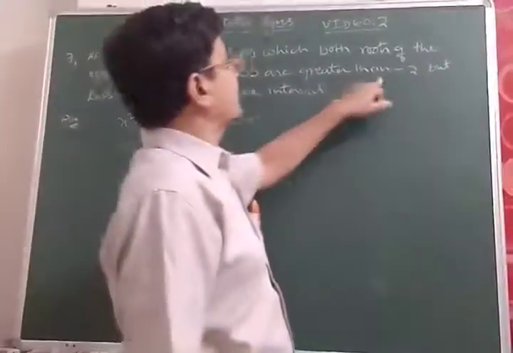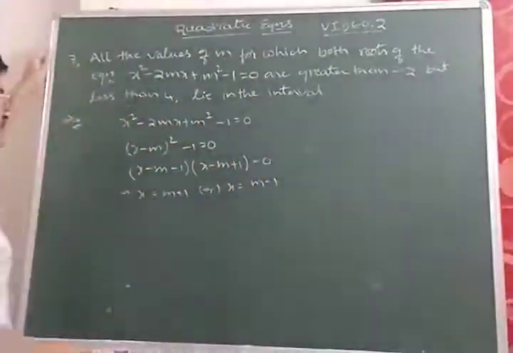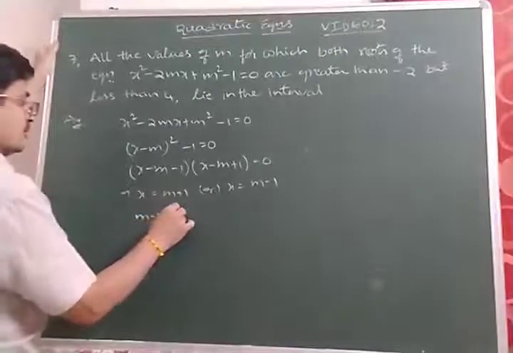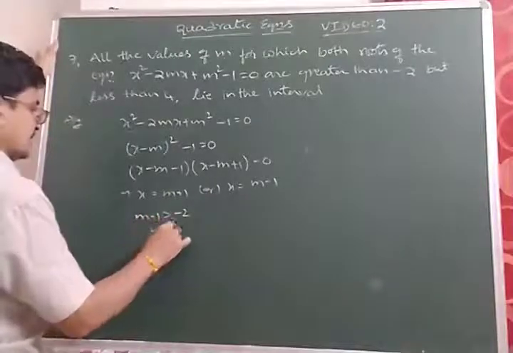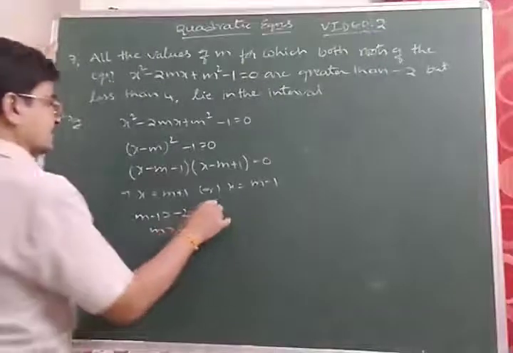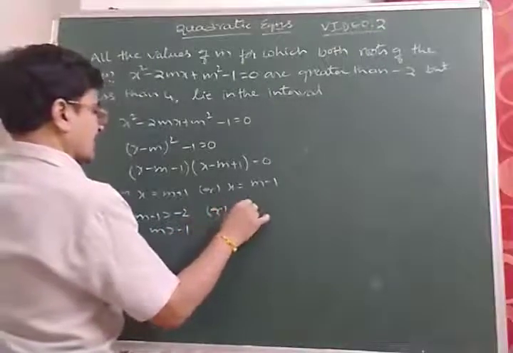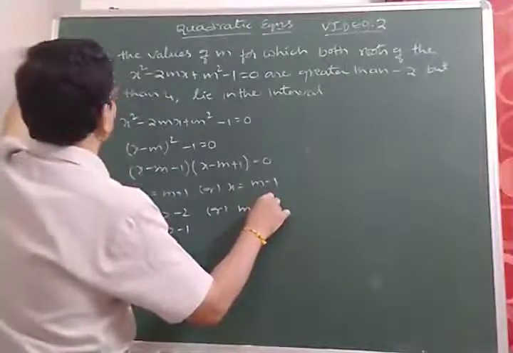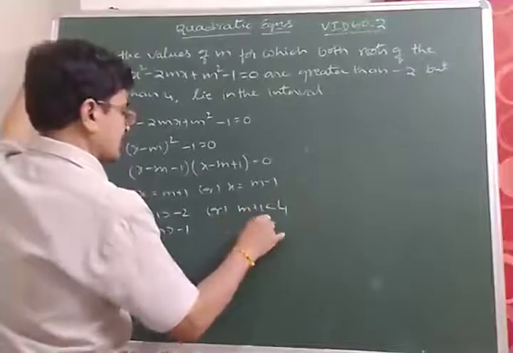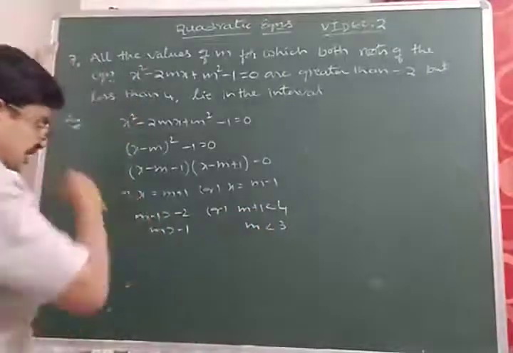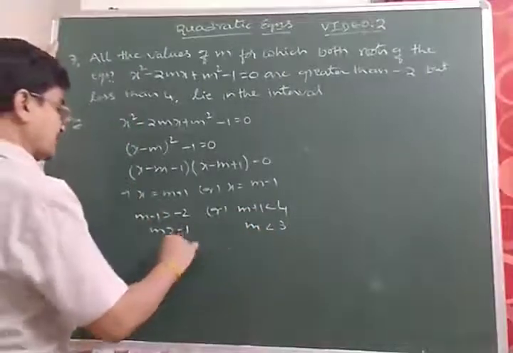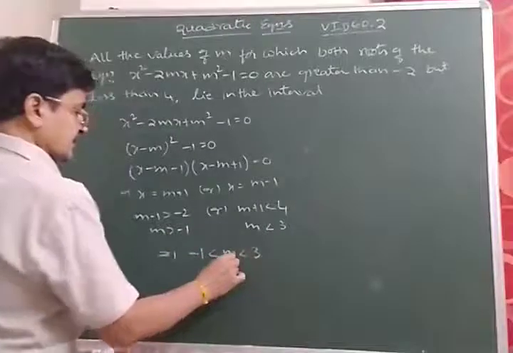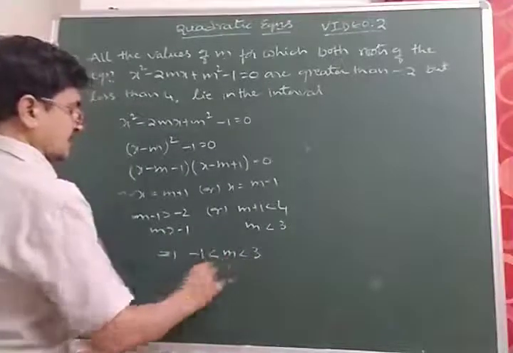Both are greater than minus 2 but less than 4. So therefore m minus 1 is greater than minus 2, and m is greater than minus 1, or m plus 1 is less than 4, m is less than 3. So that implies from these two values we write minus 1 is less than m is less than 3. So the value of m lies in between minus 1 to 3.